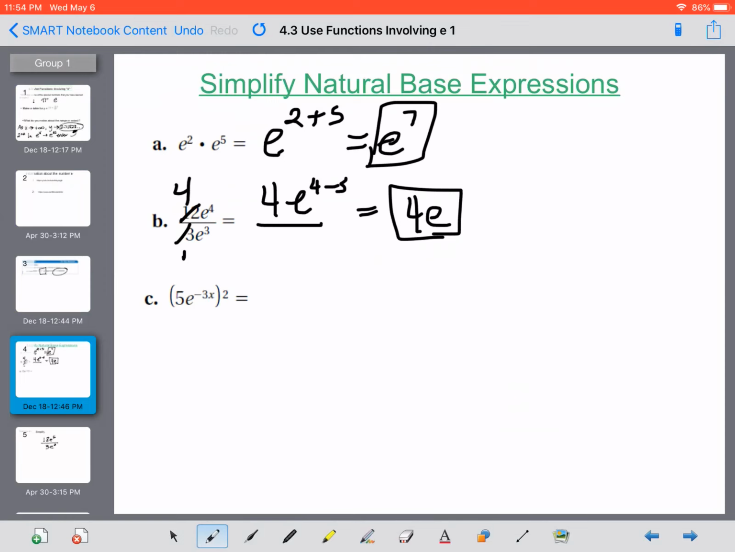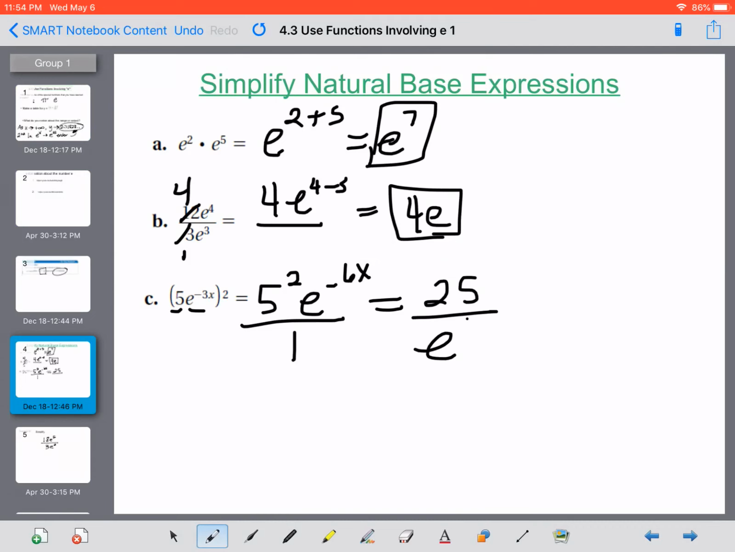Okay, the next one, 5e to the negative 3x, all raised to the 2nd power. Remember that the 2 applies to both factors inside the parentheses. So that would be 5 squared, e to the negative 6x. When you have a power raised to a power, multiply. Now we do need to make our exponents positive. So then the e to the negative 6x means reciprocal of e to the 6x. So that would leave 25 in the numerator and e to the 6x in the denominator.